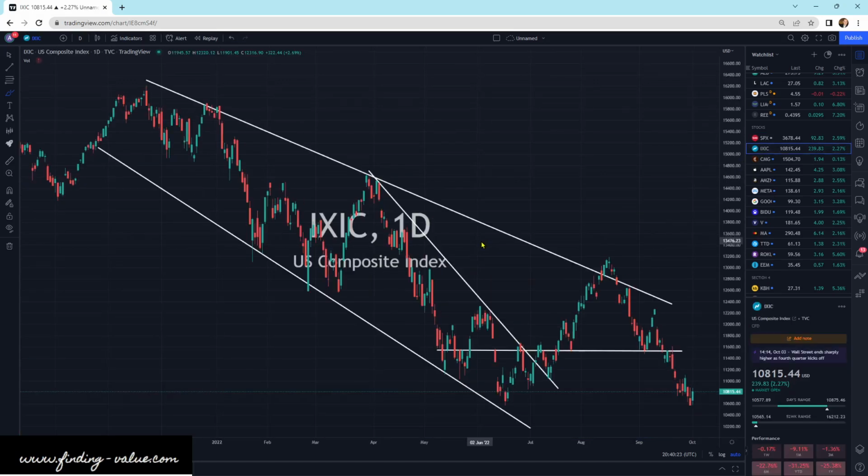And that's the same for the US NASDAQ composite. We're at that support level. Is this going to hold? We'll have to find out. We're still in a downtrend. We haven't broken out of anything yet, and we have to see if that support line holds.